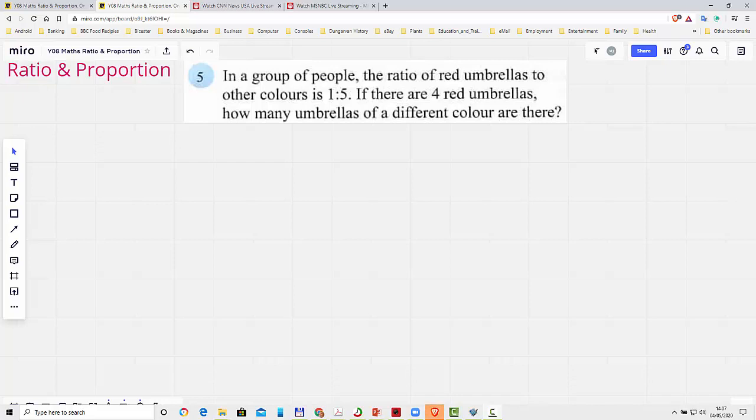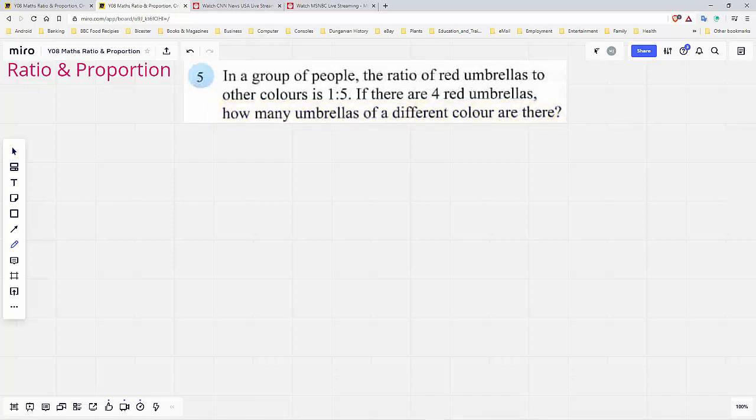In question 5, we have 2 groups of people. We've got people with red umbrellas and people with any colour other than red. And the ratio of the red umbrellas to the any other colour is 1 to 5. Now we're asked to work out how many coloured umbrellas there might be if there are 4 red umbrellas.